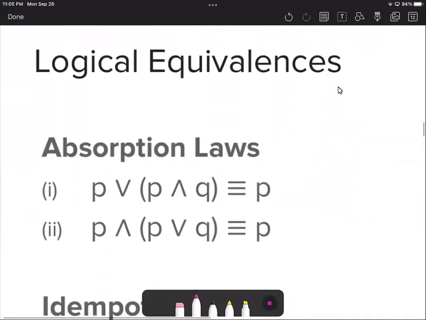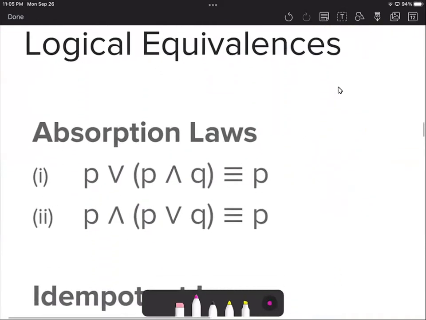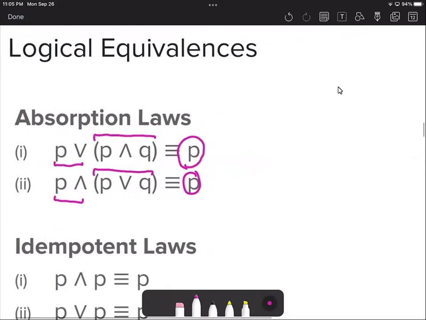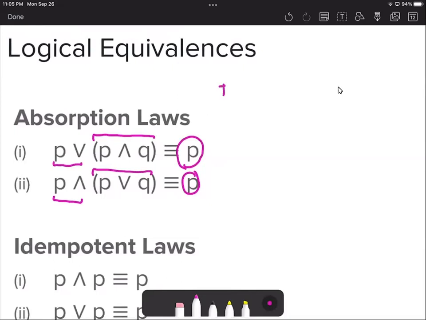Okay. Now the absorption laws, it says that P or the group P and Q is equivalent to P. Okay? And the other absorption law states that P and P or Q evaluates to P. Okay? So we can verify that using a truth table. So we have the P and Q. Since we have two variables, this will evaluate to 4 truth values. So we have true, true, true, false, false, true, and false, false.